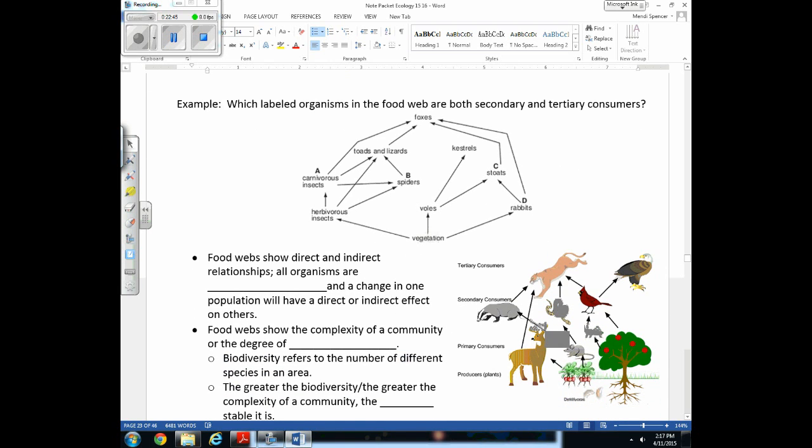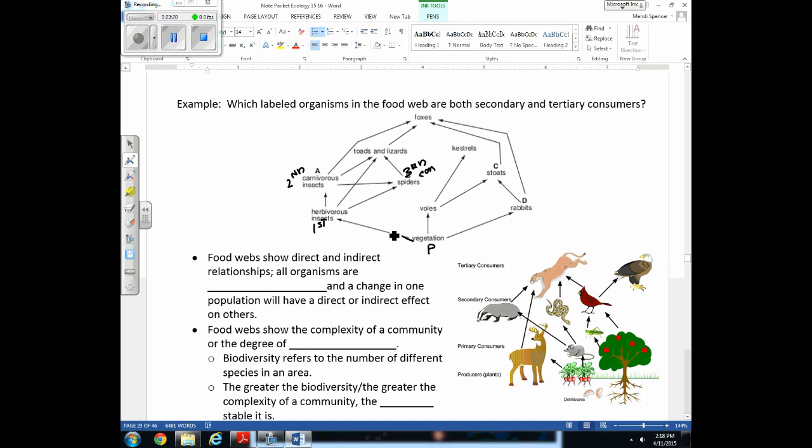Looking at this food web, let's see if you can identify an organism that would be considered both a secondary and a tertiary consumer. If you want to pause and try this on your own, go for it. Again, we're going to start with plants, and we're going to start moving up the different food chains in this food web until we find one that is both a secondary and a tertiary consumer. So in this situation, we have a producer, this would be our first level consumer, and this would be our second level. If we go this way, this would be a third level or tertiary consumer.